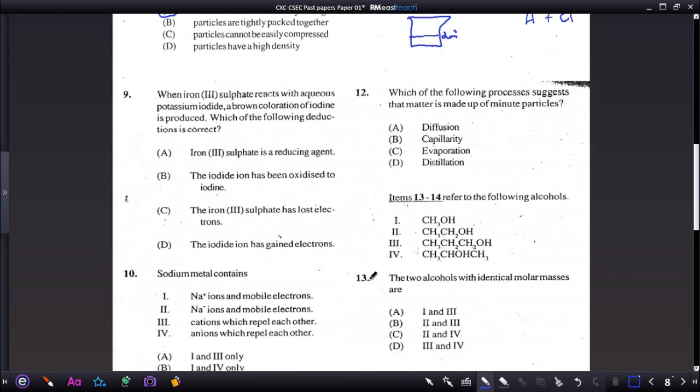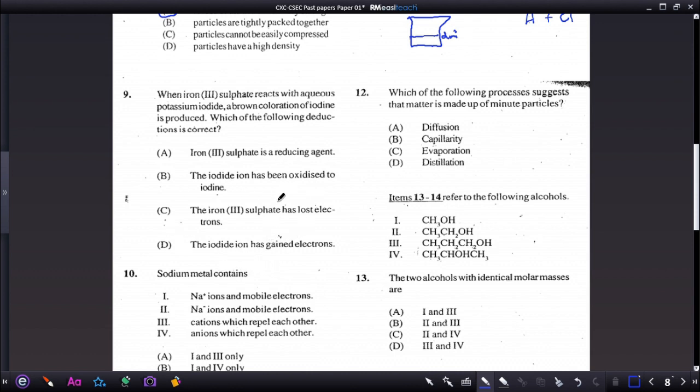Question 9. When iron sulfate reacts with aqueous potassium iodide, a brown coloration of iodine is produced. Which of the following deductions is correct? Iron sulfate is a reducing agent. We have seen this question before. Iodide ion has been oxidized to iodine. The iron sulfate has lost electrons. The iodide ion has gained electron.